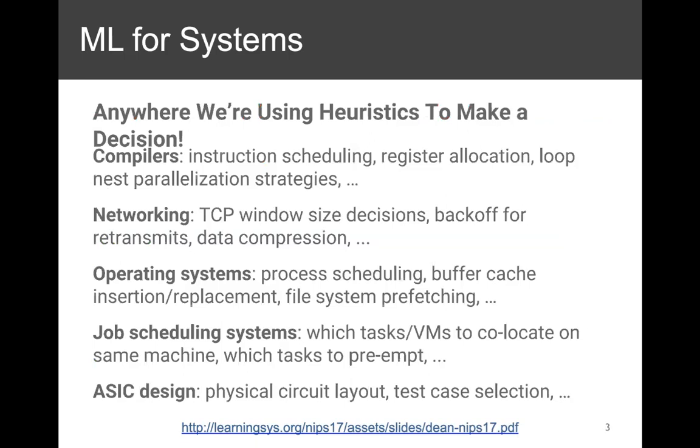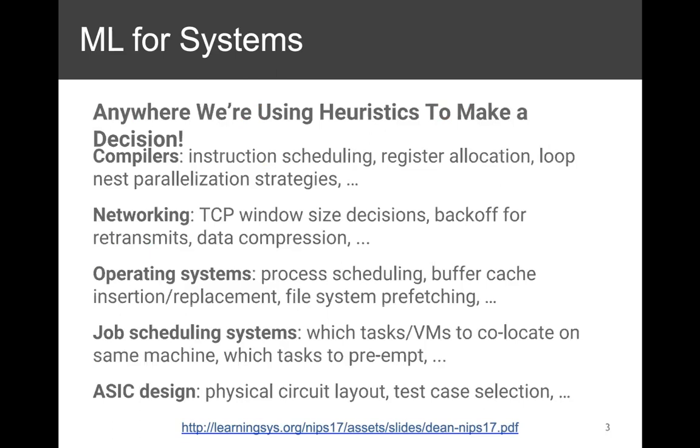So what are these areas where heuristics are used that are handcrafted and that, as Jeff Dean says, are not flexible to the data distributions? Compilers: scheduling instructions, allocations of registers, parallelization strategies. In networking, there are parameters like TCP window size decisions, parameters for backoffs when you have to do retransmission of packets that failed, and data compression schemes. In operating systems, you have process scheduling, buffer cache insertion and replacement, and file system prefetching.